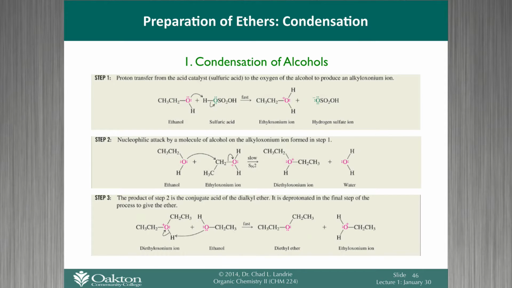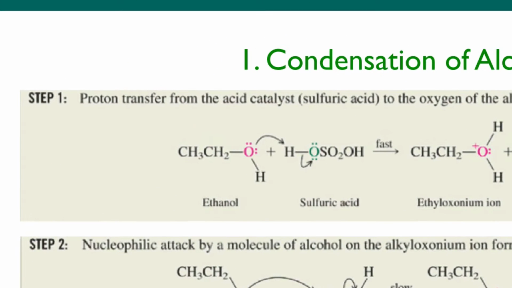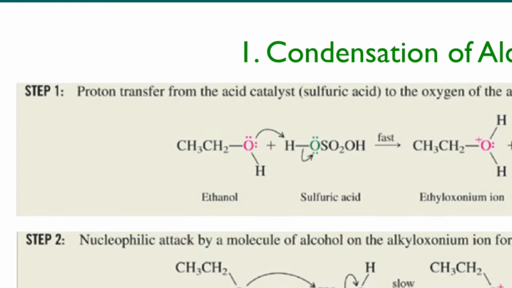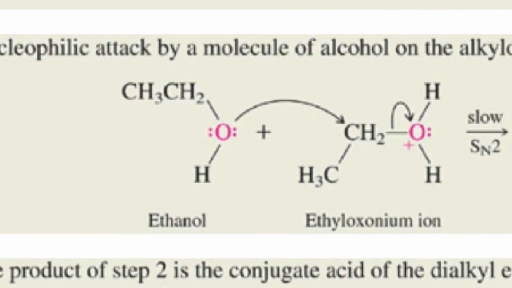In the mechanism for the condensation of alcohols, you'll see that it's just a version of an SN2 substitution reaction. So if I start with ethanol, ethanol first gets protonated by sulfuric acid to give me an oxonium ion. That oxonium ion now has a good leaving group, water. A second molecule of ethanol can now add to the carbon with the leaving group. We'd say that this carbon here is a very good electrophile.